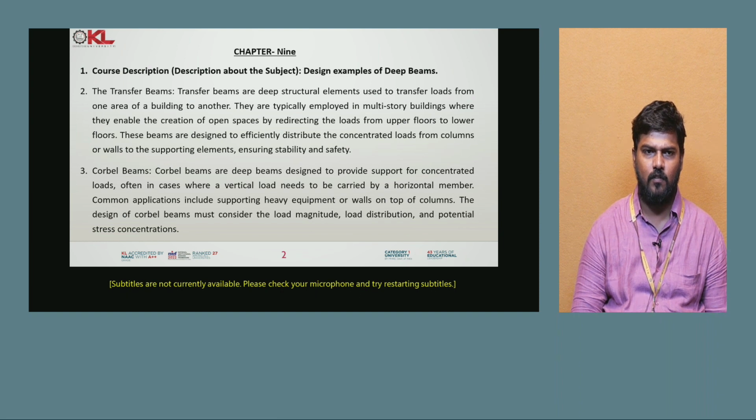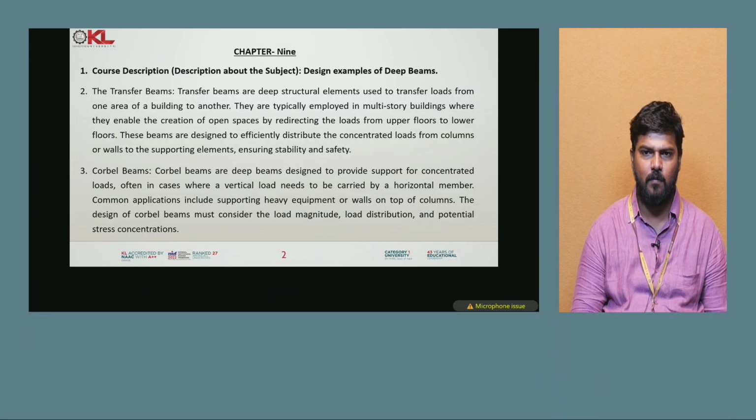So coming to what is meant by transfer beams. Transfer beams are deep structural elements used to transfer loads from one area of the building to another. They are typically employed in multi-storied buildings where they enable the creation of open spaces by redirecting the loads from upper floors to the lower floors. These beams are designed to effectively distribute the concentrated loads from columns or walls to the supporting elements, ensuring stability and safety.